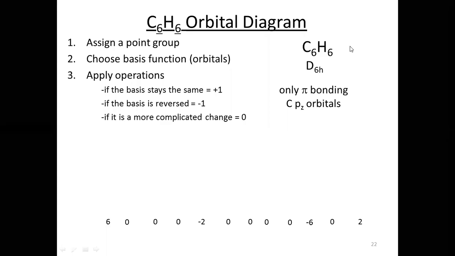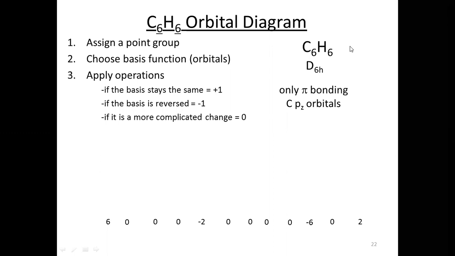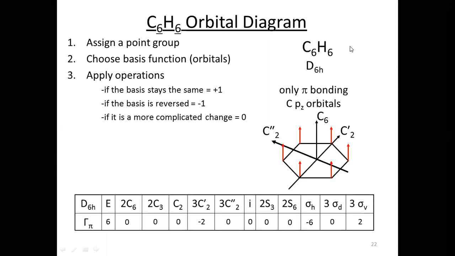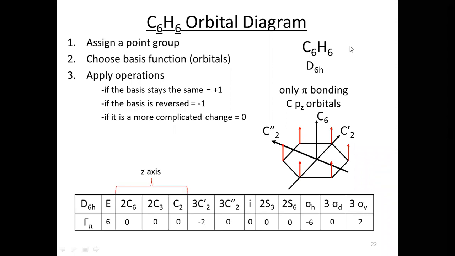Students, in this lecture, we will determine the symmetry adapted linear combination for the benzene molecule. First of all, the different steps to determine the symmetry adapted linear combination for the benzene molecule: first, we have to assign the point group. Whenever we look at the structure of the benzene molecule, it has 6 corners. So the point group for this molecule is D6h.